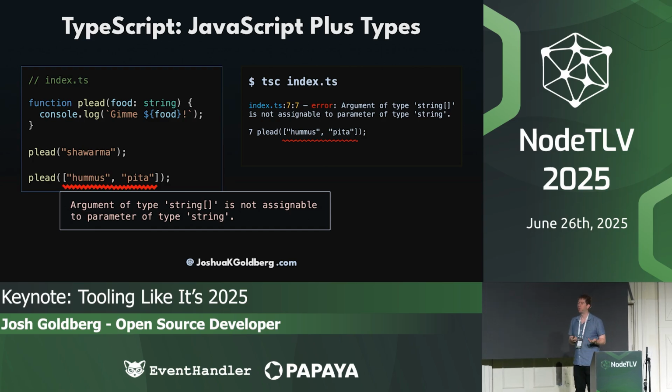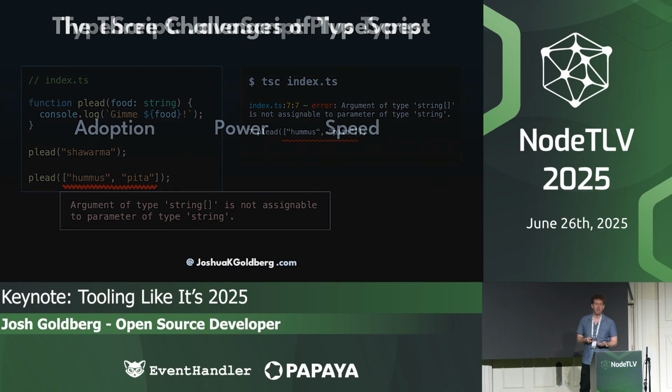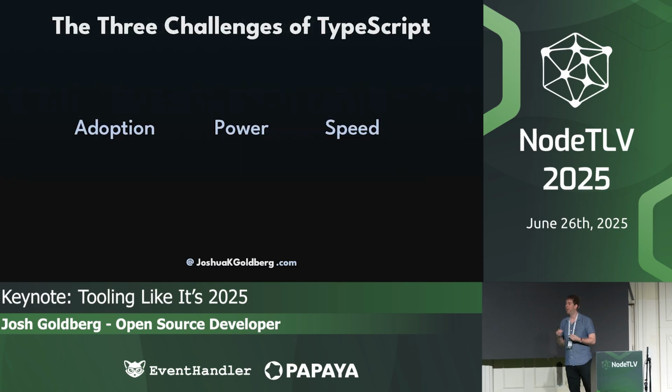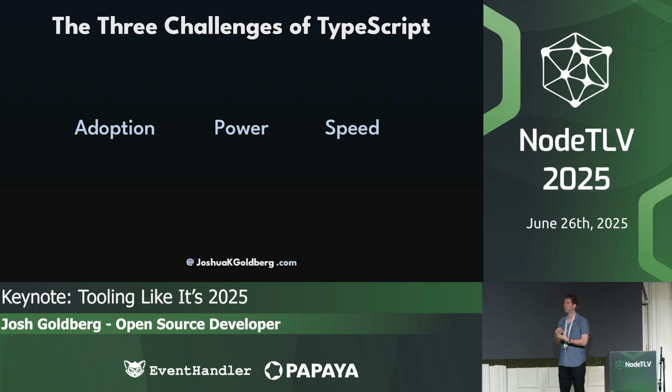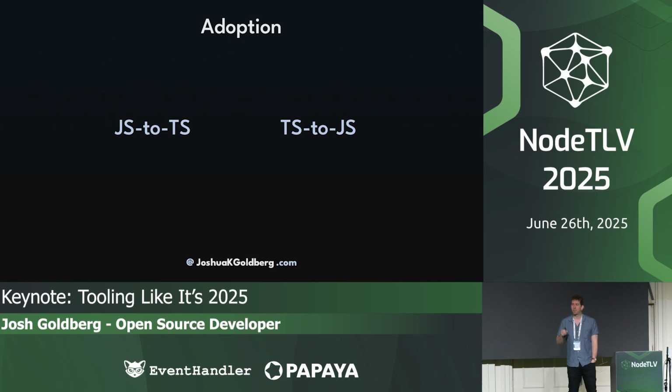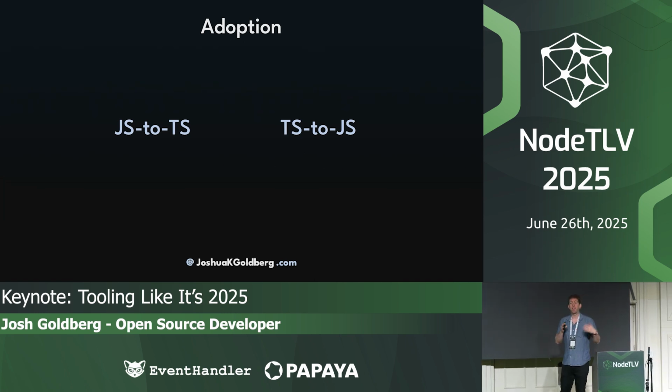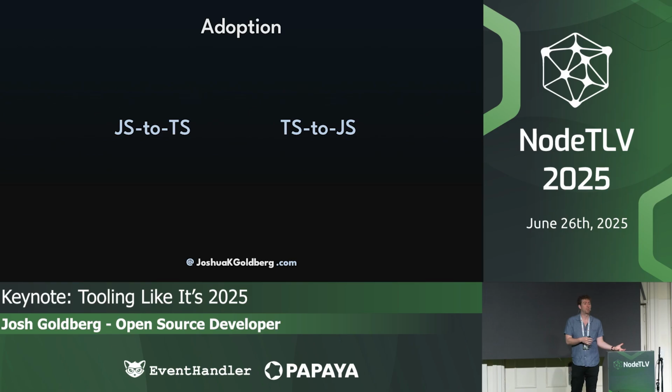Now, when I've worked with teams to onboard and utilize TypeScript, I've found there are generally three main areas of work or challenges that one faces with TypeScript. Adopting it, getting it to be powerful enough to represent the wild and wacky stuff you do, and then speed. Once it's powerful, can it also run quickly? And within adoption, there are two sub-challenges. There's JS to TS, starting with your existing JavaScript code base and migrating it to TypeScript. And then there's TS to JS. You have your TypeScript code. How do you build it into some sort of JavaScript thing that can be run? Let's go through those in order.